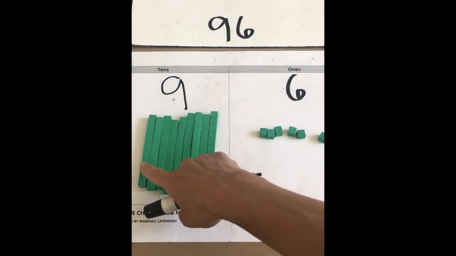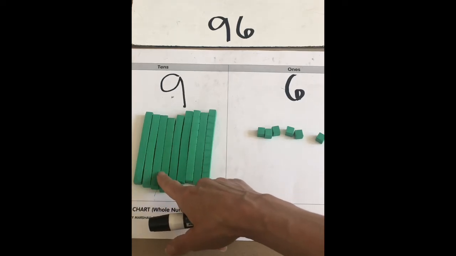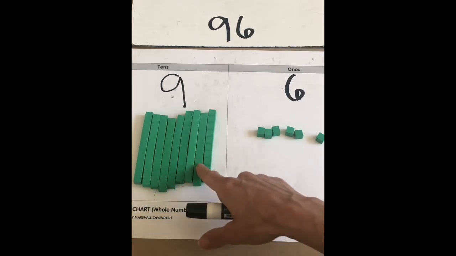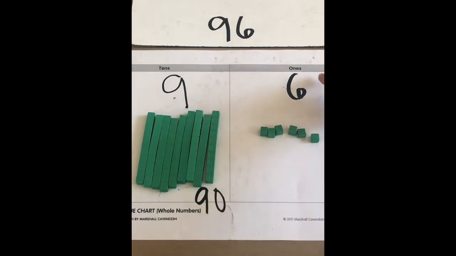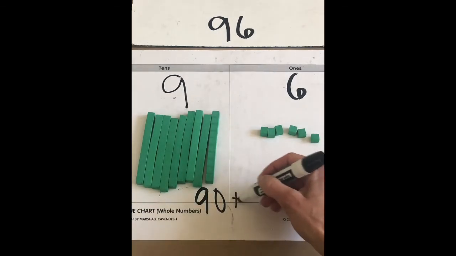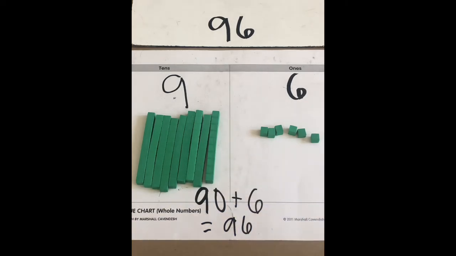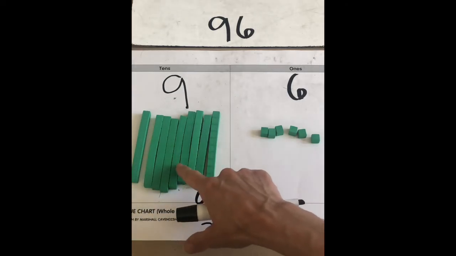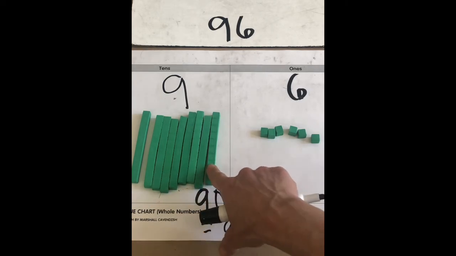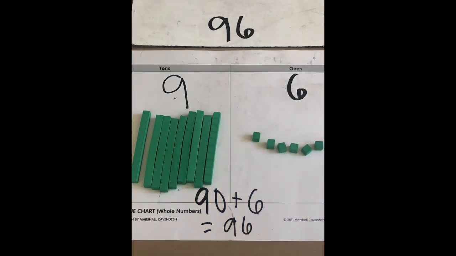So when I count by tens, I get 90. 10, 20, 30, 40, 50, 60, 70, 80, 90. And I know that 6 ones simply has a value of 6. So 90 plus 6 equals 96. We can also count. Counting by tens, stop. Counting on by ones when we get to the ones. 10, 20, 30, 40, 50, 60, 70, 80, 90, 91, 92, 93, 94, 95, 96.